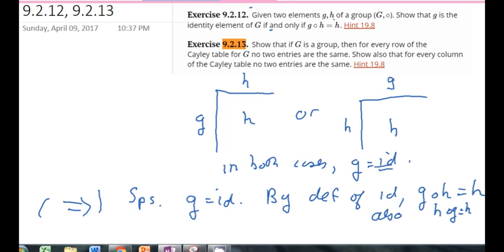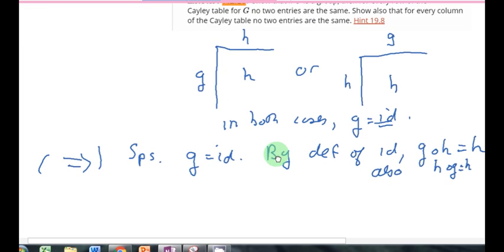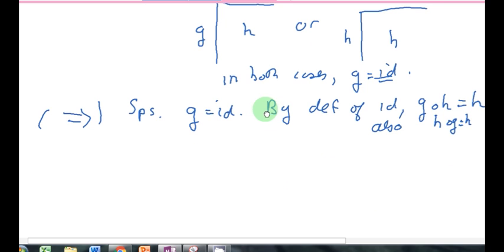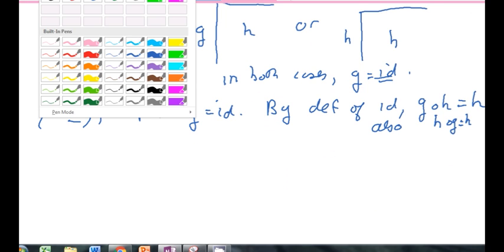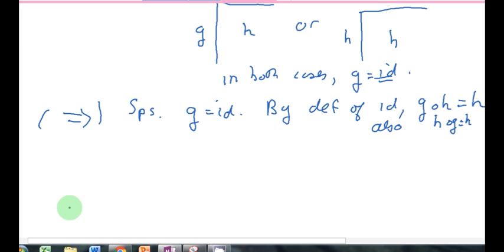The reverse direction says that if G composed H is equal to H, then G must be the identity element. So I'll show the reverse direction. That's what if and only if says. I have a statement that I have to prove both ways. I prove the one way implies the other, and the other way implies the one. Okay, so we go back and do the reverse implication. In this case, I need to suppose that G composed H is equal to H.